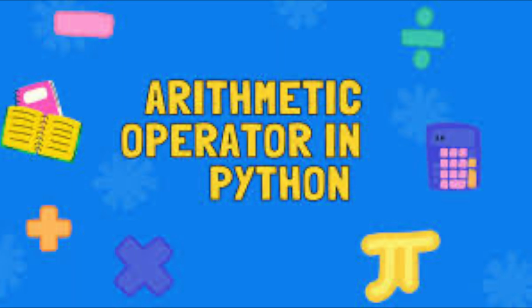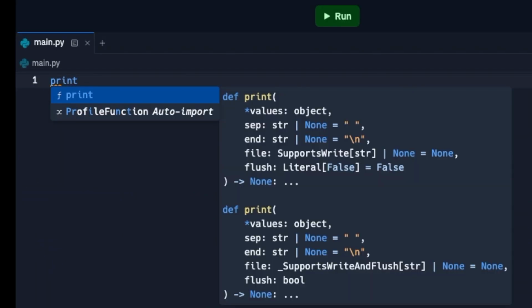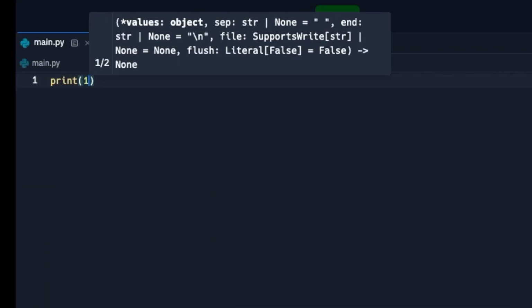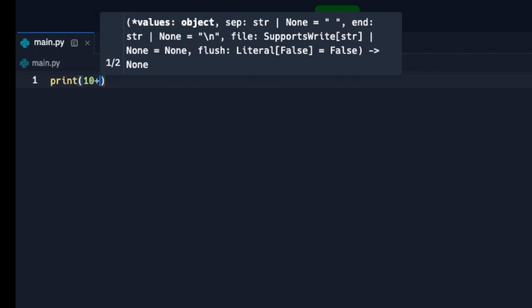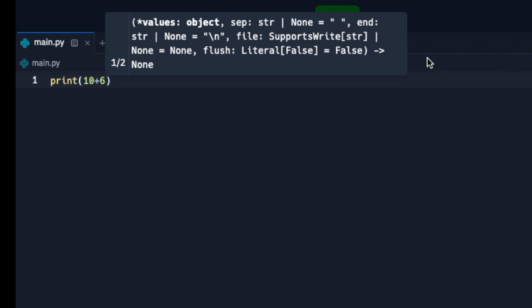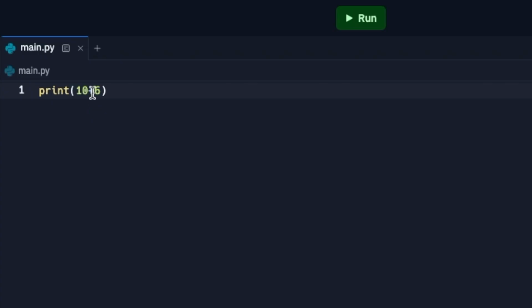In this tutorial, we're going to be looking at arithmetic operators. These operators are just like the ones we have in maths, such as addition and subtraction. So now I'm going to write print, and I'm going to write 10 plus 6. And the answer to this is obviously 16. So this is the addition operator in Python.